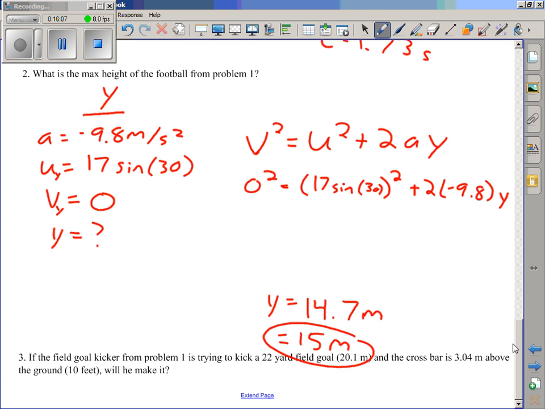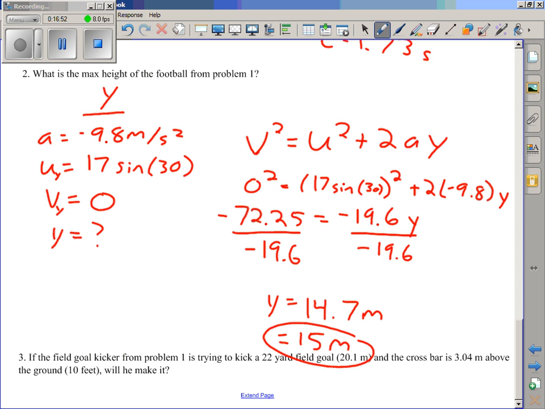Alright, this is 8.5, right? Let me move it to the other side. I have negative 8.5, and the squared happened before I moved it to the other side, right? So I need the negative on the outside. It was what? Let me just go ahead and put that in. Negative 72.25. Whenever you move it over, you subtract it over, so it's negative on the other side. Equals 2 times negative 9.8, which comes out to be negative 19.6. Divide both sides by negative 19.6. Oh, 3.68. Yeah, sorry about that.